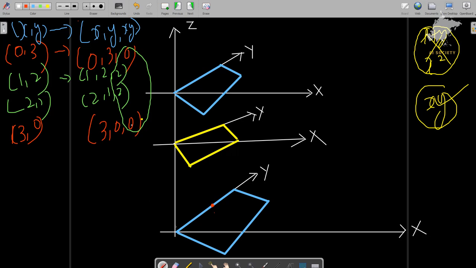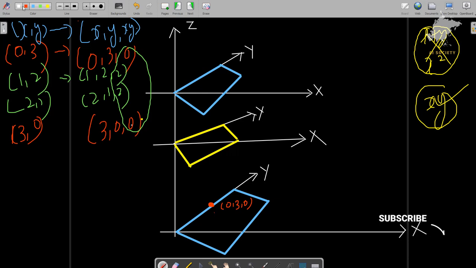X-axis is 0, z-axis is 0, and we are moving till y is equal to 3. So we are having this particular point here in the plane. So let's plot that point here. This is what it is representing: 0, 3, 0.